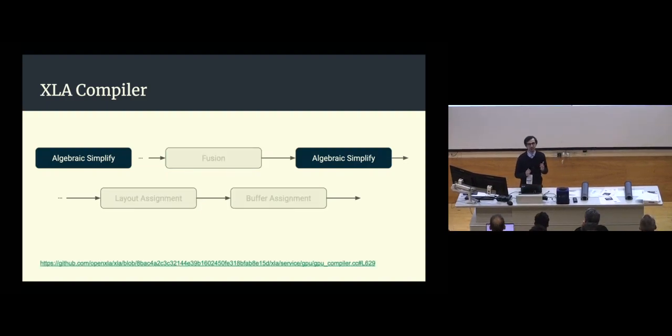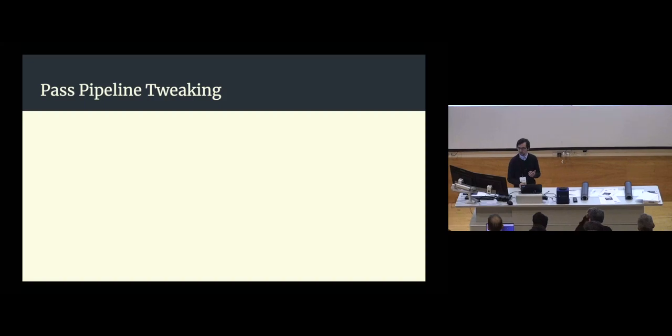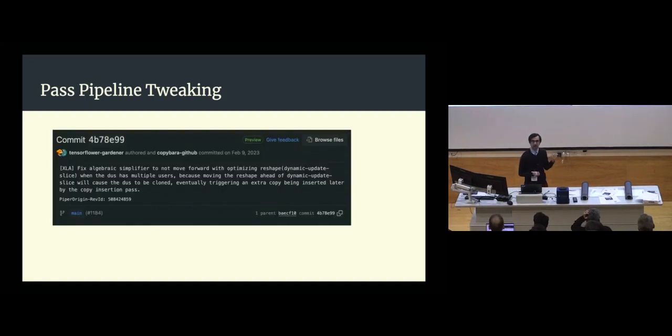And like, wait, did I just say we do algebraic simplify twice? Well, actually, not only twice. I think it's done at least a dozen times in many places. And it gets obnoxious in that pass pipeline. And what happens is this kind of changes people make into the XLA compiler.